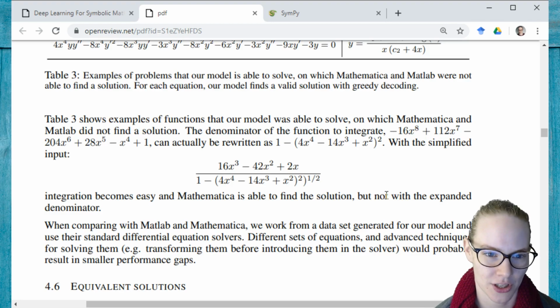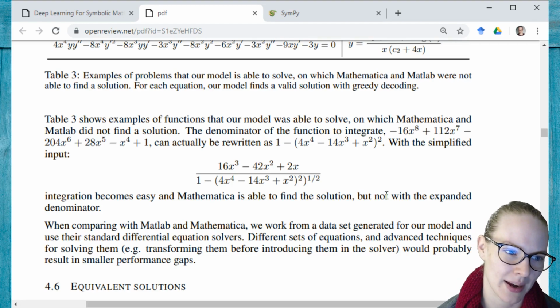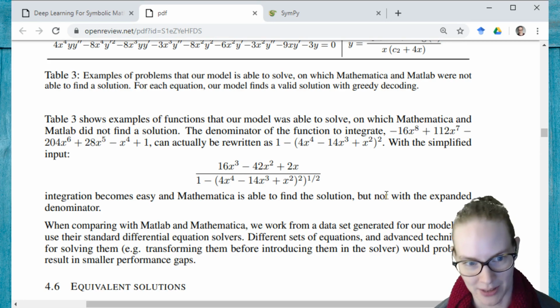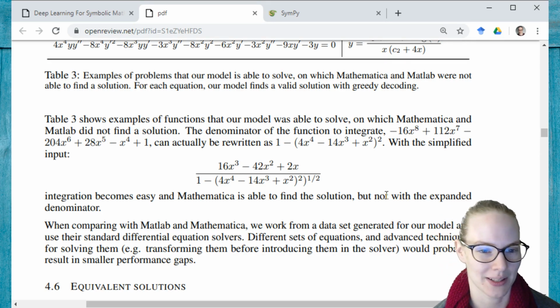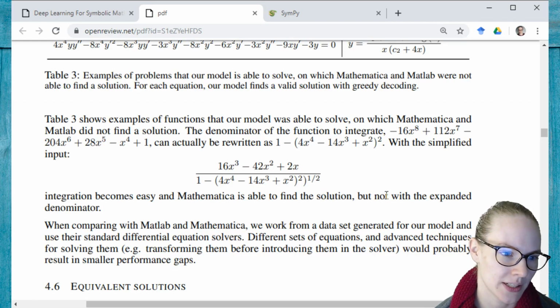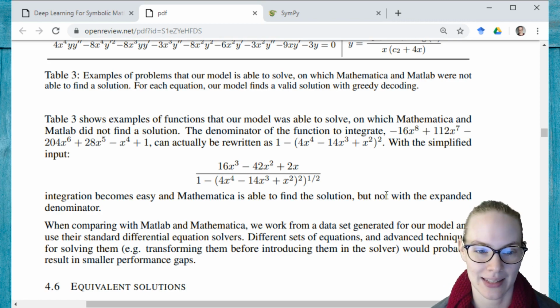The denominator of the function is to integrate negative 16 x to the 8 plus 112 x to the 7th minus 204 x to the 6th plus 228 x to the 5th minus x4 plus 1, which can be rewritten as 1 minus 4 times x to the 4th minus 14 x to the 3rd plus x to the squared. With the simplified input, integration becomes easy and Mathematica is able to find the solution, but not with the expanded denominator.